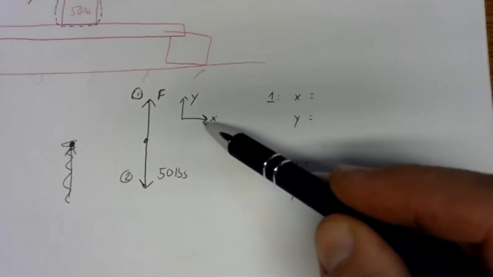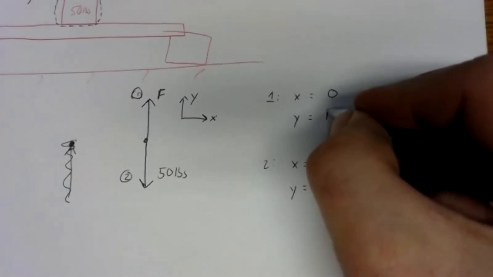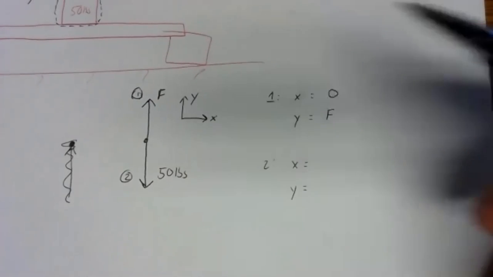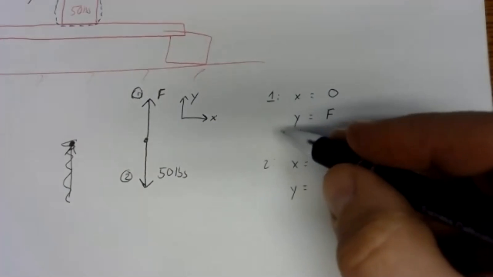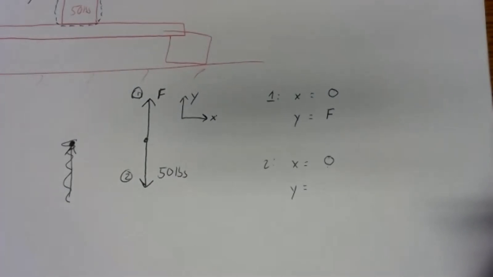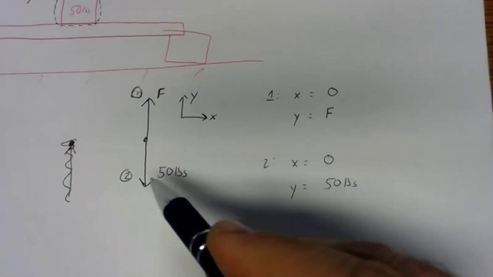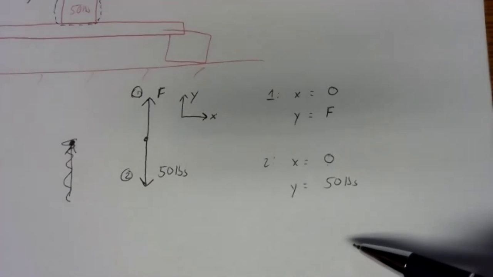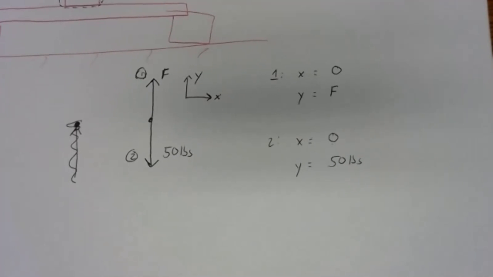Well, if we look at vector 1, it has no x component. It's all y component. And I'll just label the amount of y component f. Vector 2 also has no x component because it's all vertical. It's no horizontal. And then we've got a y component. We've got 50 pounds. And again, just like last time, I'm going to just deal with positive numbers here in my components. I'll deal with the directions when I do my sums. So there are our forces broken up into components.